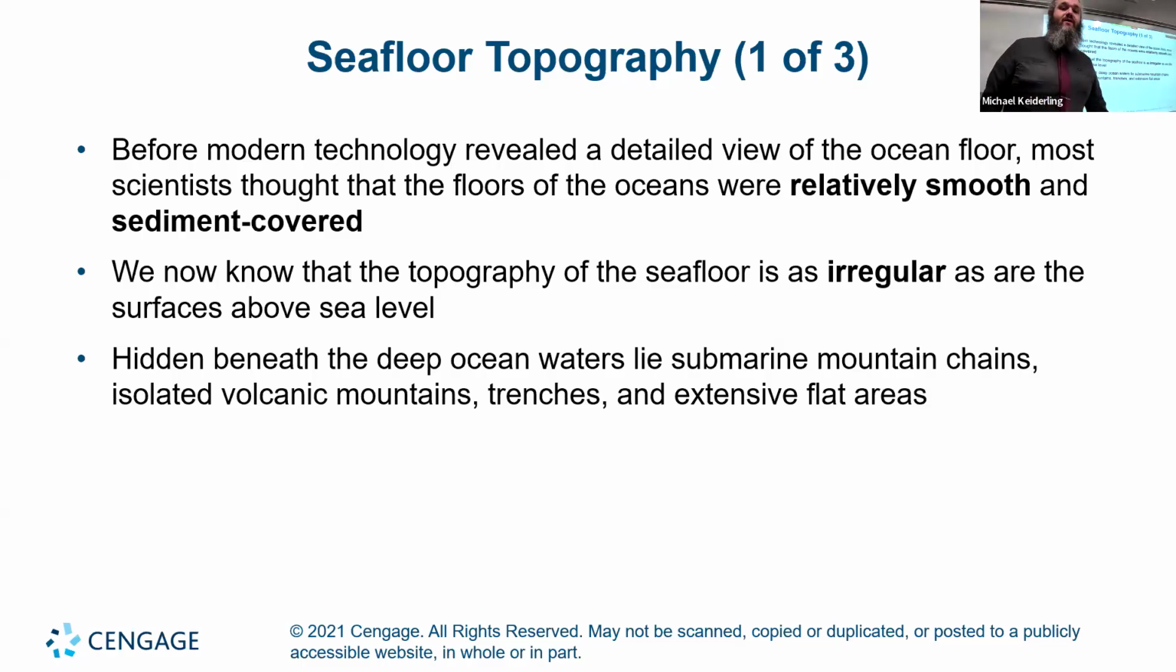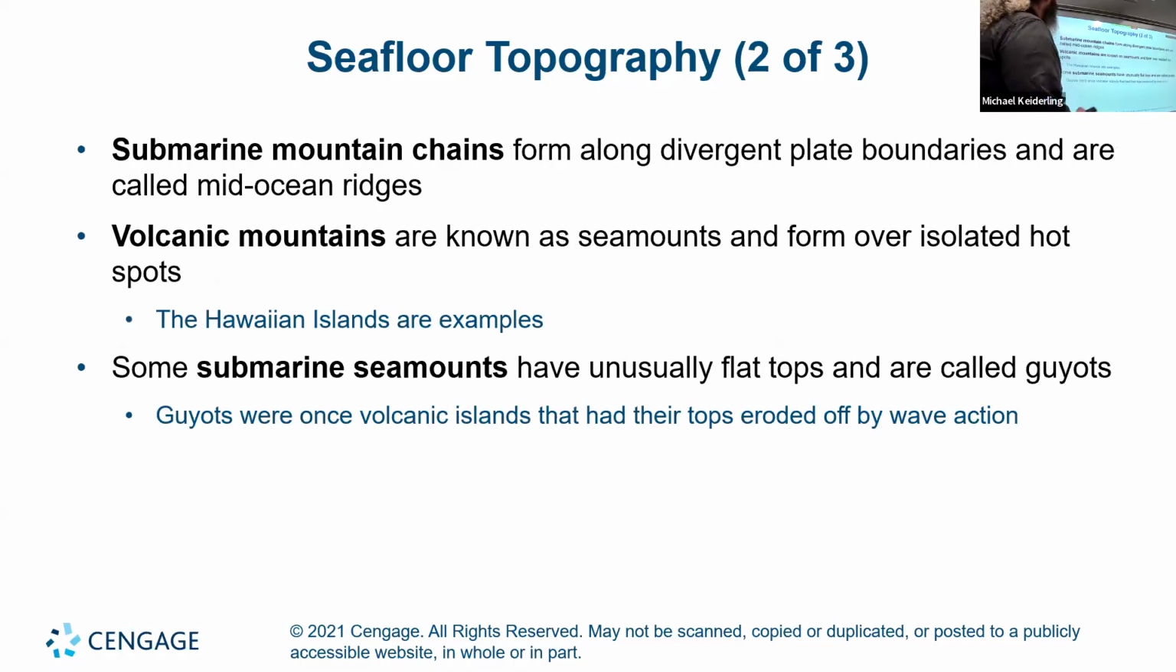Beneath the waves, there are submarine mountain chains, isolated volcanic mountains, trenches, and extensive flat areas. Submarine mountain chains form along divergent plate boundaries and are called mid-ocean ridges. These are places where new sea floor is being formed. Volcanic mountains are known as seamounts and form over isolated hotspots like the Hawaiian Islands. And some submarine seamounts have unusually flat tops and are called guyots.